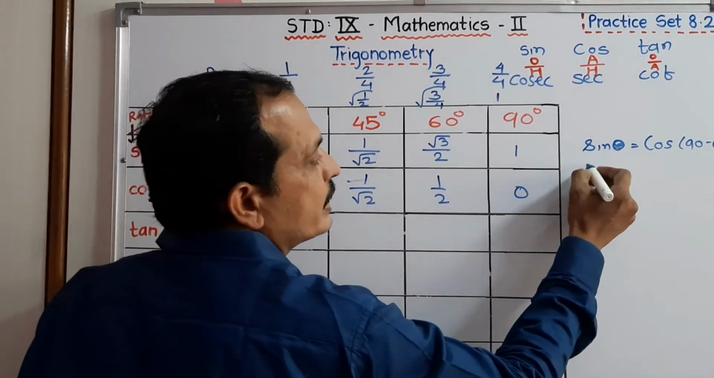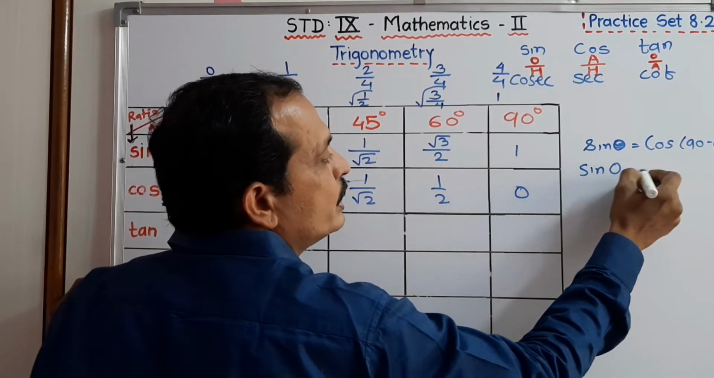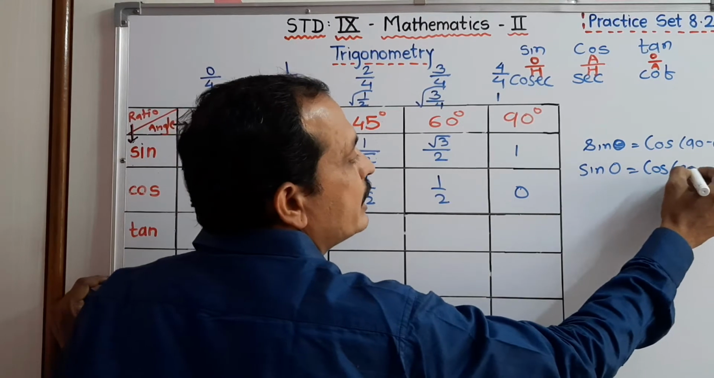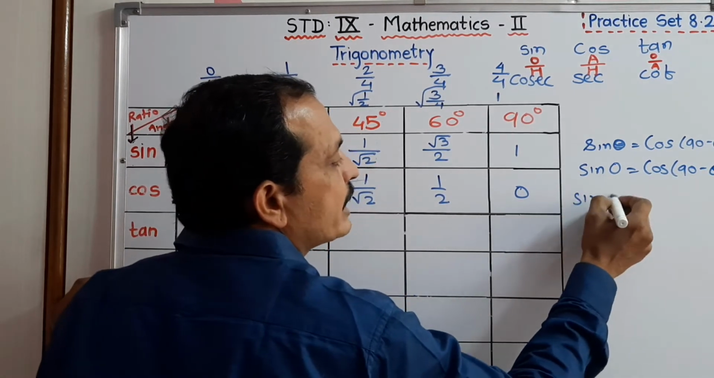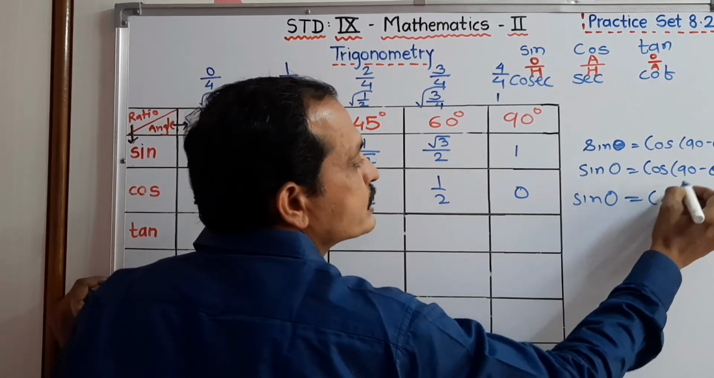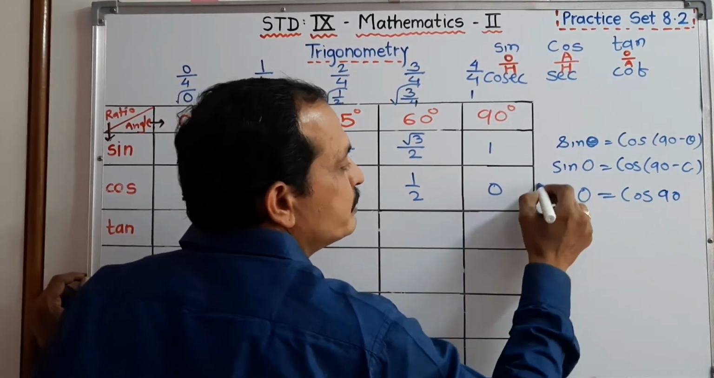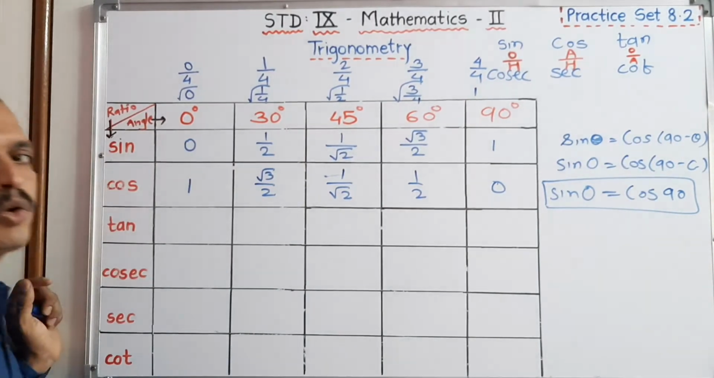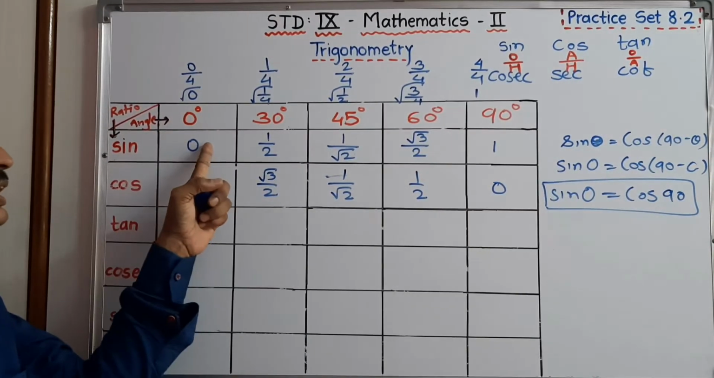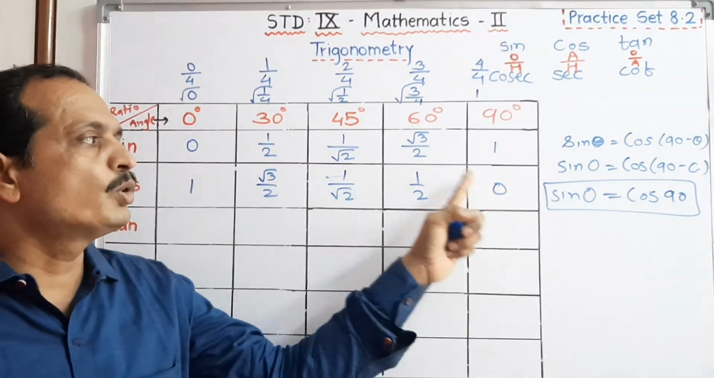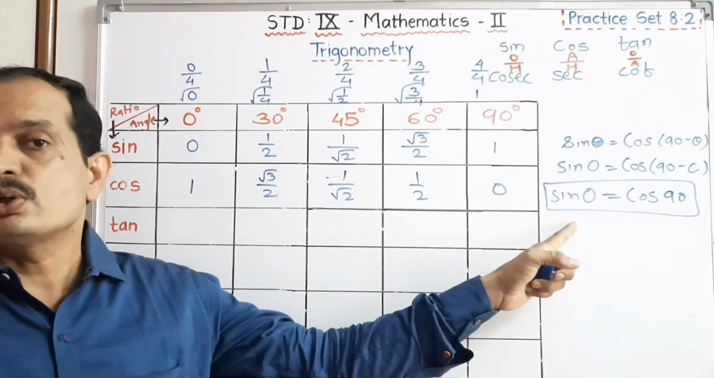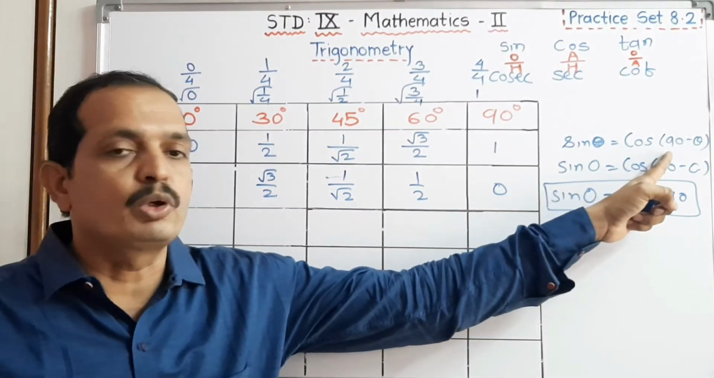Sin theta equals cos of 90 minus theta. That means sin 0 is equal to cos of 90 minus 0, and 90 minus 0 means 90. That means sin 0 degree and cos 90 degree both have the same values. Just now we learned this formula.